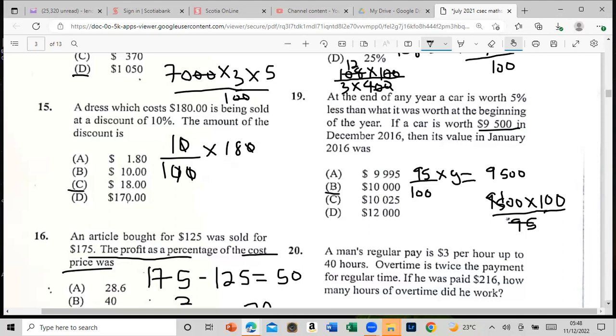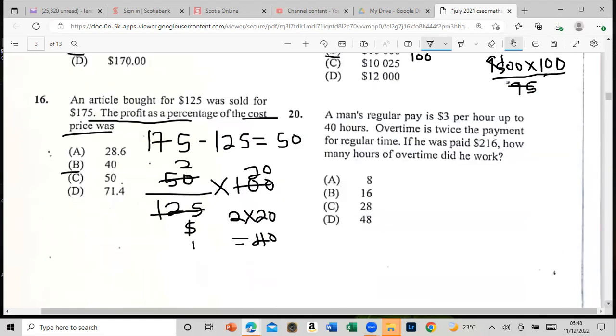Let's go now. Number 20. It says a man's regular pay is $3 per hour up to 40 hours. Overtime is twice the payment for regular time. If he's paid $216, how many hours of overtime did he work?